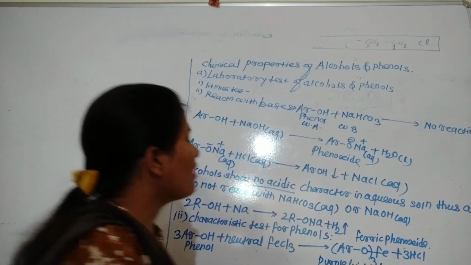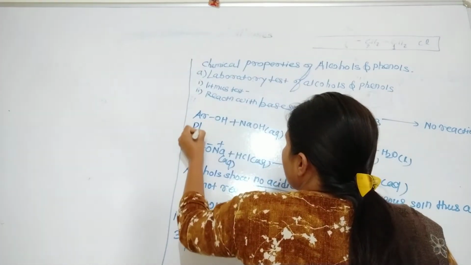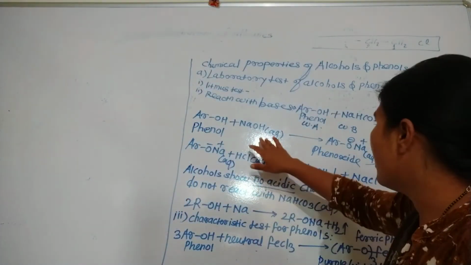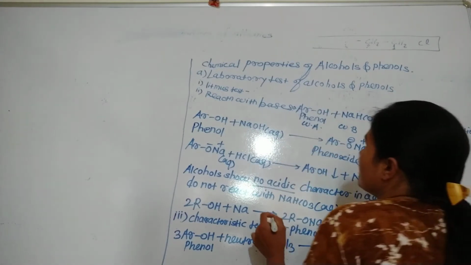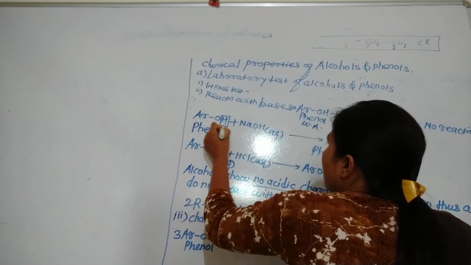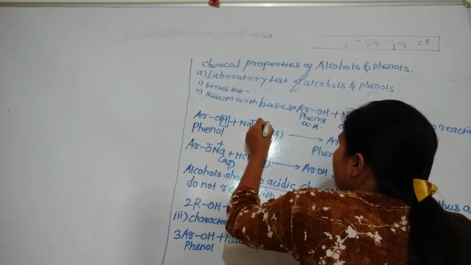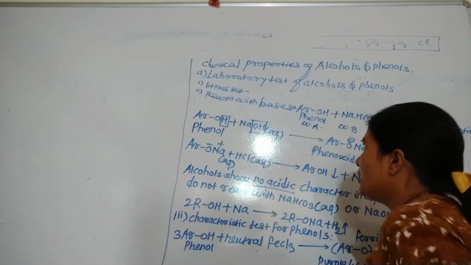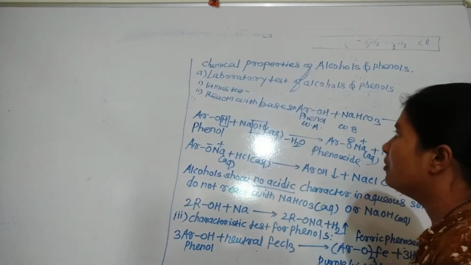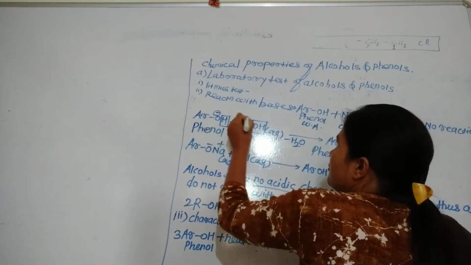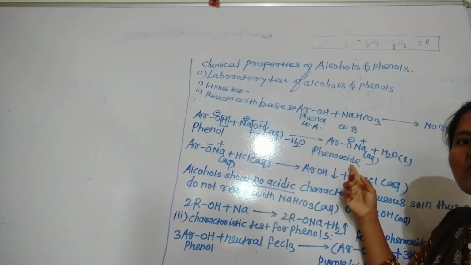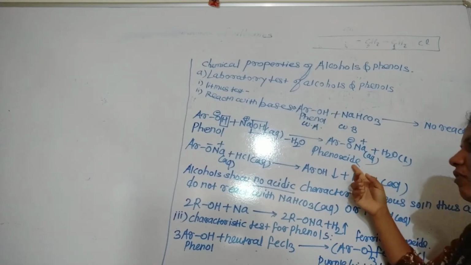Then when phenol, ArOH, reacts with aqueous sodium hydroxide, what happens in this case? Simply, the H plus from the phenol and the OH minus from the sodium hydroxide react together, forming a water molecule with loss of water, and this is negative and this is positive. Here ArONa is formed as a phenoxide salt, the phenoxide ion.